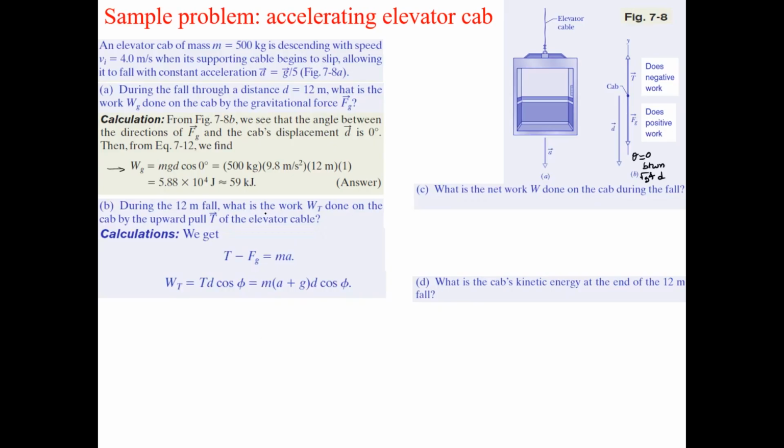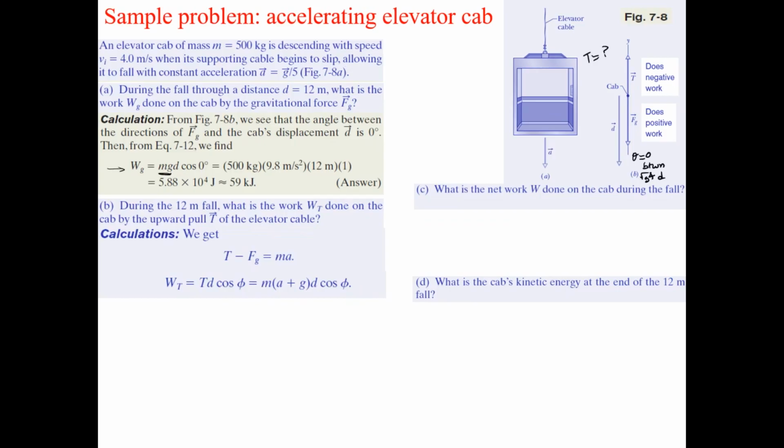During the 12 meter fall, what is the work W_T done on the cab by the upward pull T of the elevator cable? So here the cable is doing some work as well because there's a tension force acting on the cabin. We're interested in the work done by this tension force. Now, one issue I have here is that I don't have the magnitude of the tension force. For gravity, this was easy. I know the magnitude of gravity is m times g.